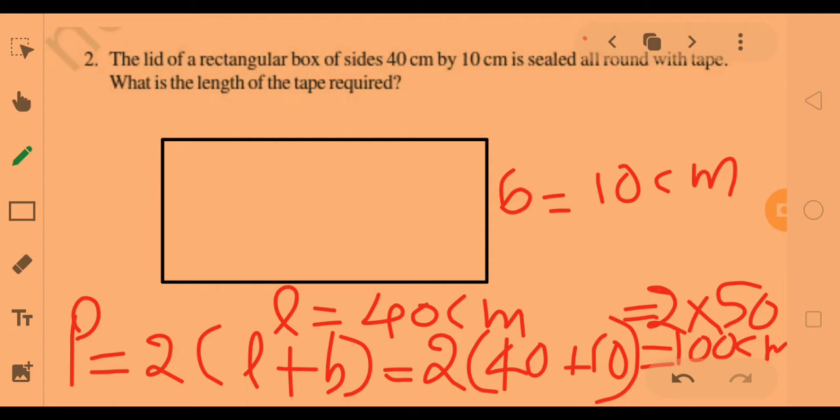So the question is, what is the length of the tape required? The tape is to be sealed all around the rectangular box. That means the length of the tape required is the perimeter of the rectangular box. The perimeter of the rectangular box is 100 centimeter, which means the tape required is 100 centimeter. I hope it is helpful. Let us move on to the next topic.